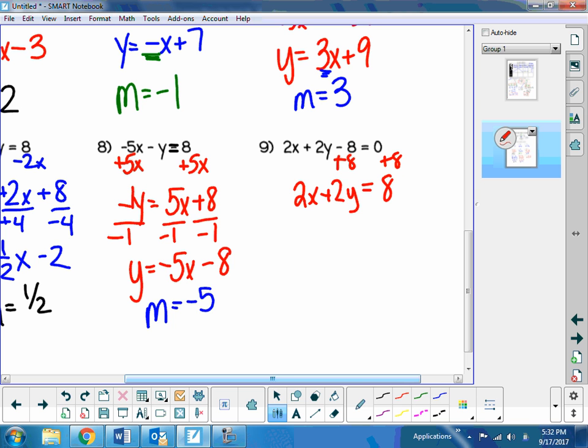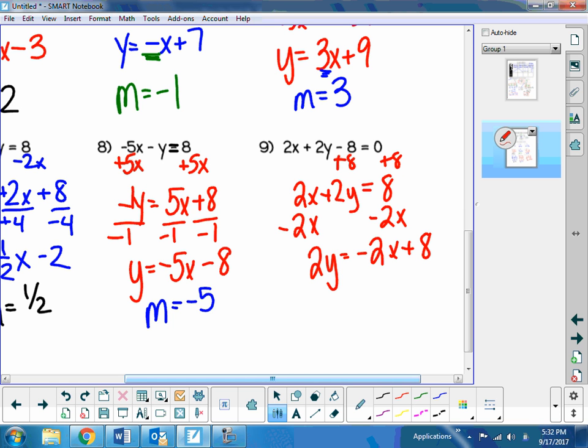And I need to get 2y all by itself. Try to get the x term to the right-hand side. So that means I'm going to need to subtract 2x. So I have 2y equals negative 2x plus 8.